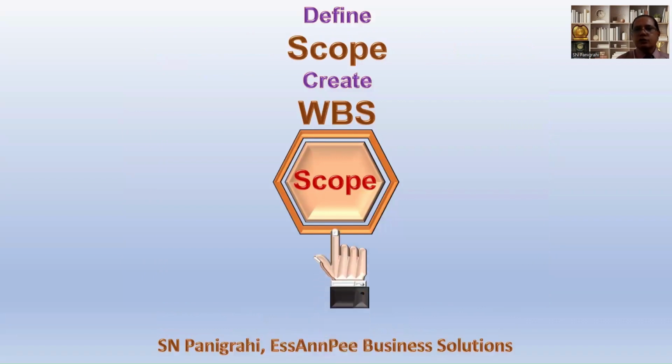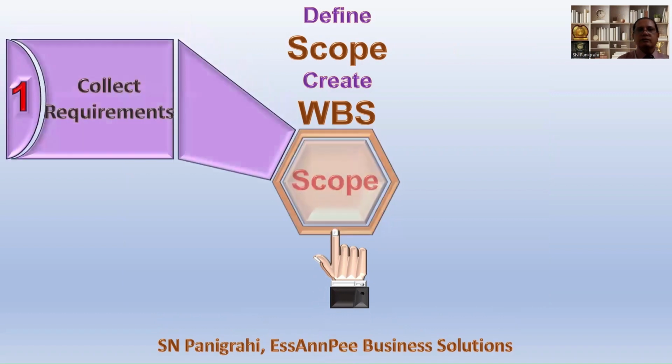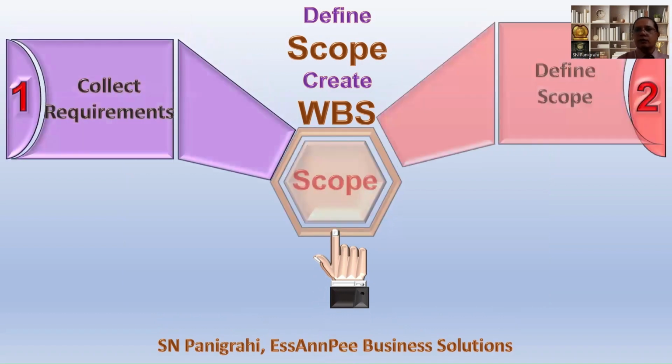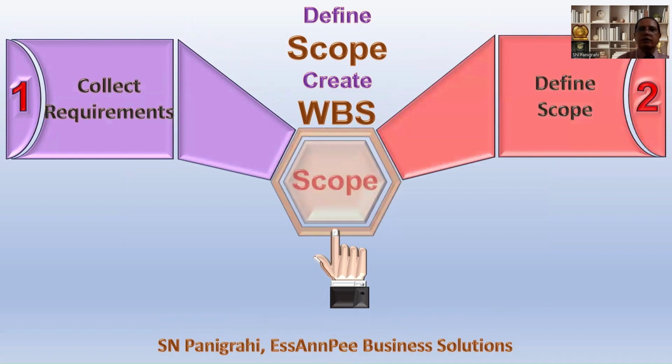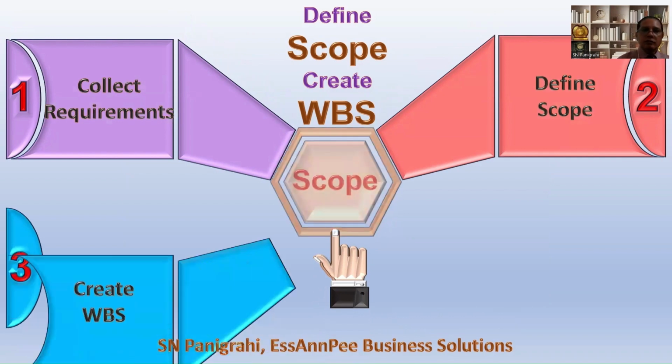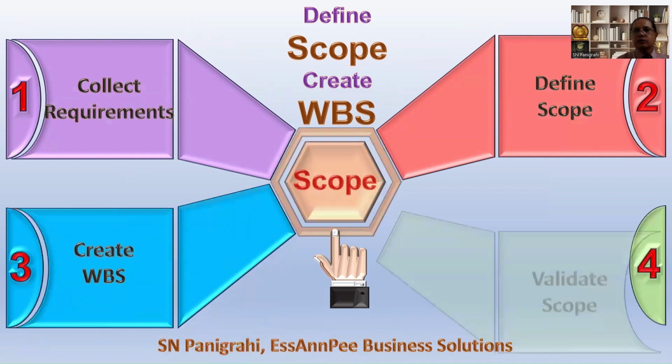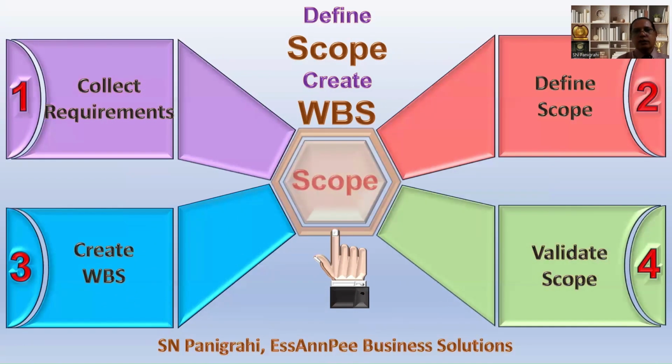For defining the scope and creating the WBS, there are 4 steps. First is to collect the requirements. The second is defining the scope, which means we are further refining the collected requirements, then defining the scope properly. Then create the WBS, work breakdown structure, then validate the scope. Each of them we will discuss in more detail. First is collecting the requirements.